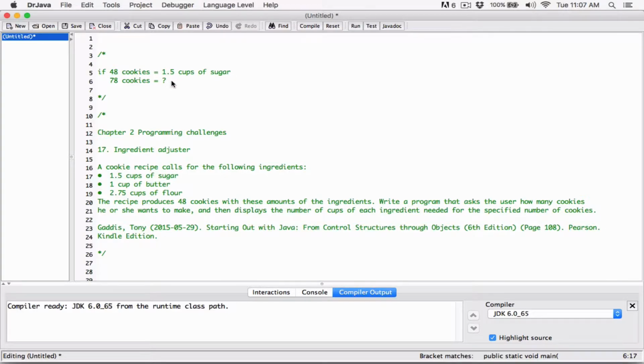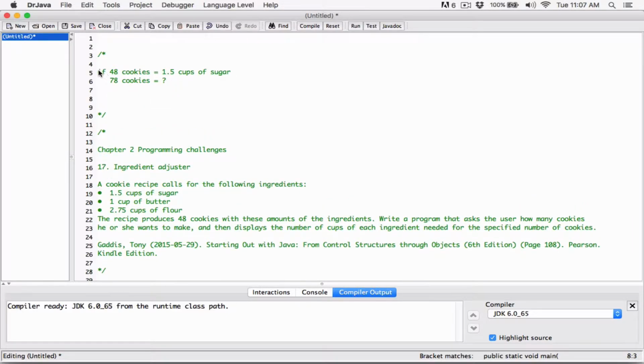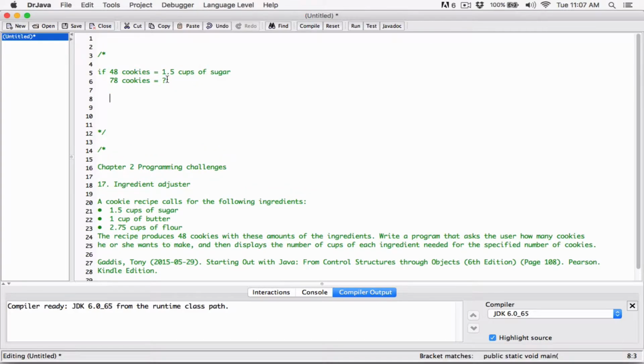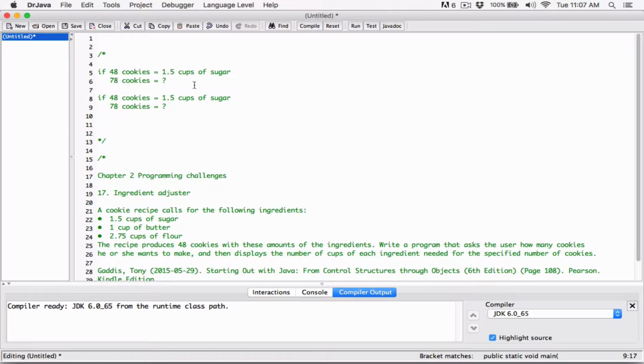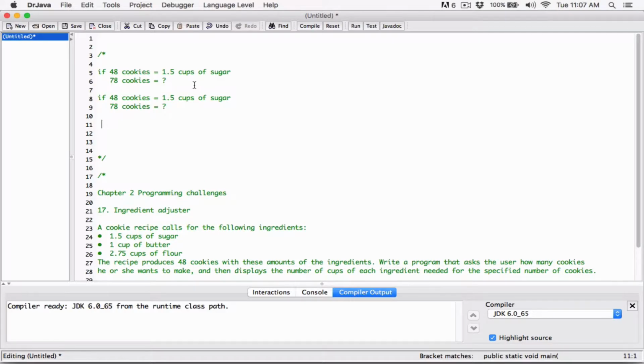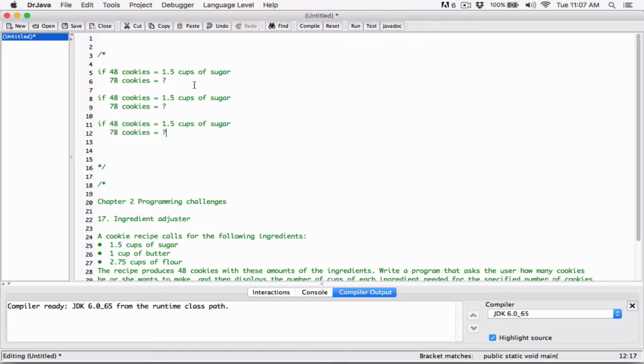All right, so it's the same thing for butter and flour. That's how we're going to calculate how many cups of those ingredients are going to be needed for whatever the user enters. So I'll just copy that and repeat it. It's the same thing, but I want to explain it further.